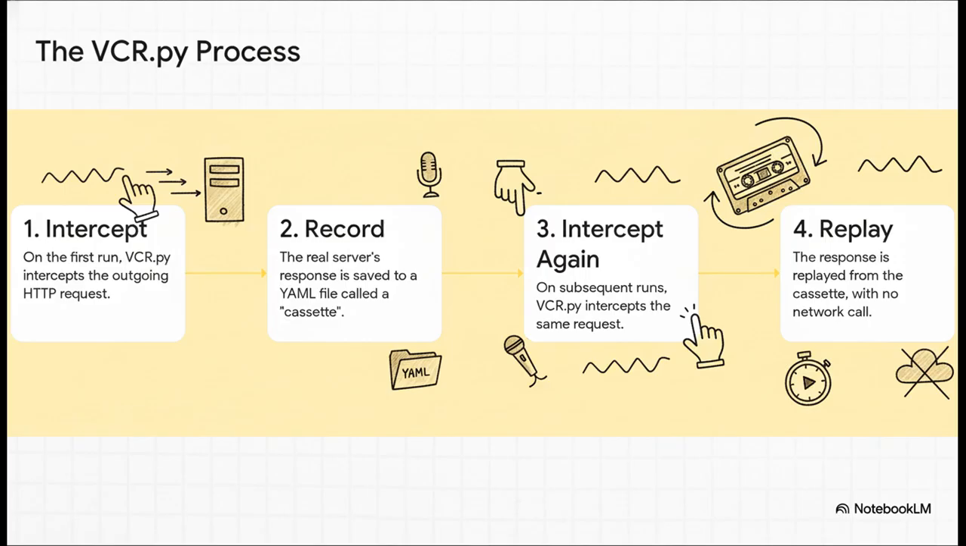Now, for every single test run after that, VCR.py intercepts the request again, but this time, it doesn't go out to the internet. Nope. It just plays back the response directly from that cassette file. The result? Your tests are suddenly lightning fast and completely deterministic.